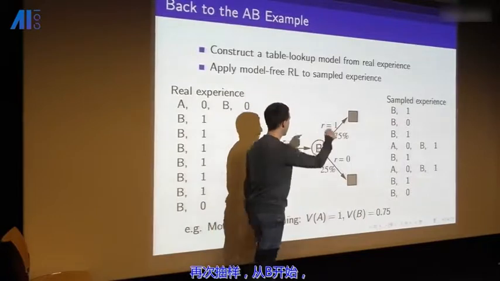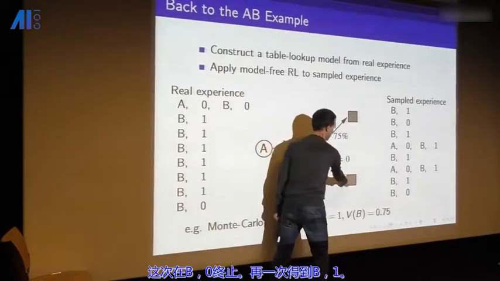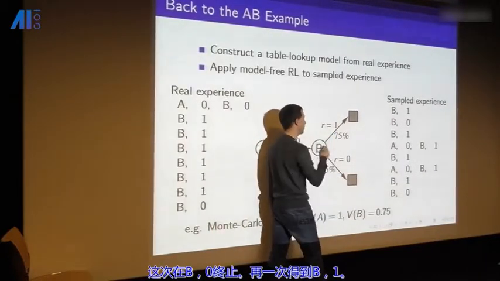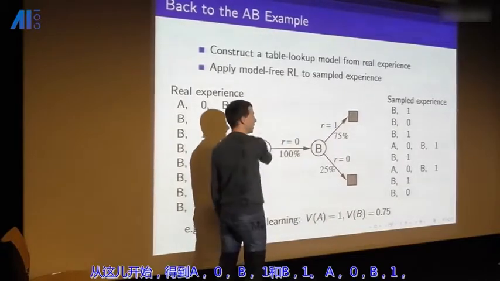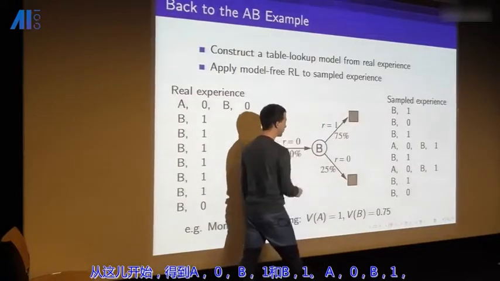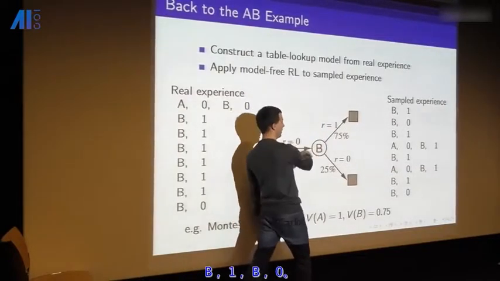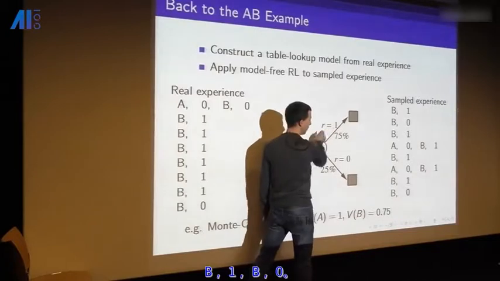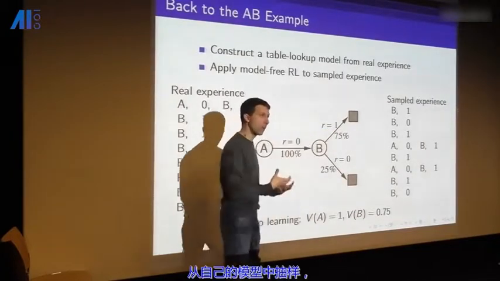Then we sample again, we find that we start in B, this time we end up in B0. We sample again, we get B1. We sample again, we end up starting here, we get A0, B1. Then B1, and A0, B1, B1, B0. So we're just sampling from our own model.